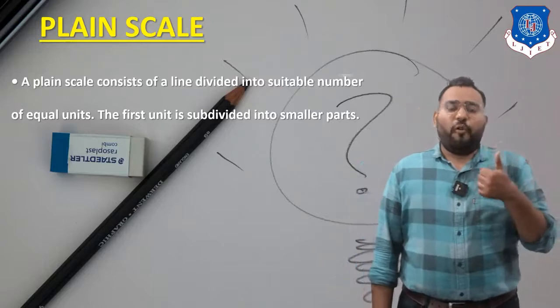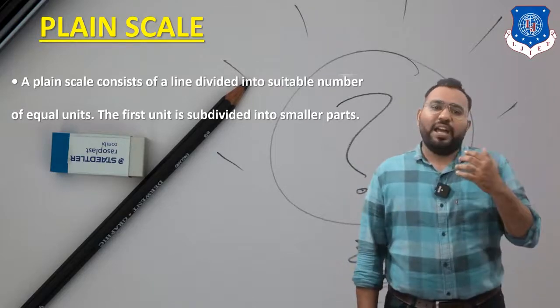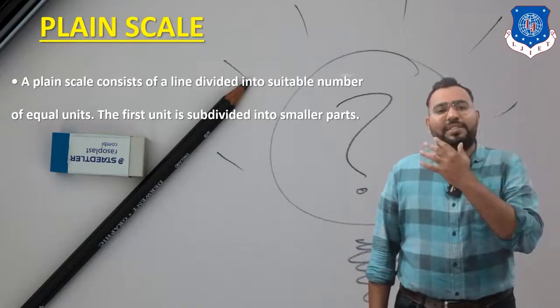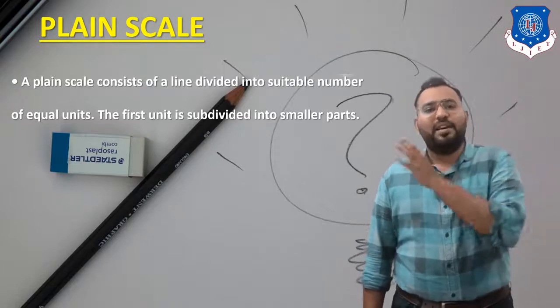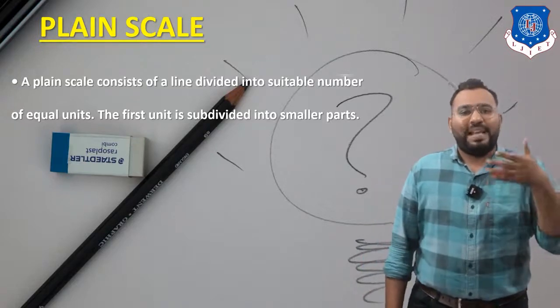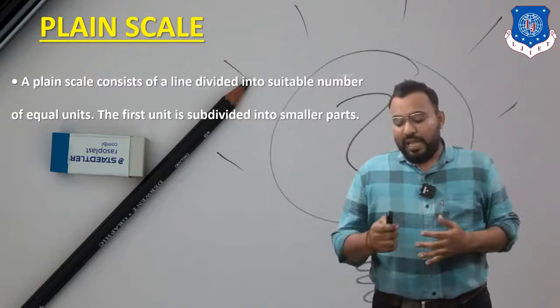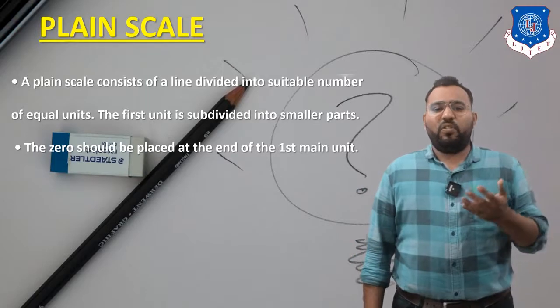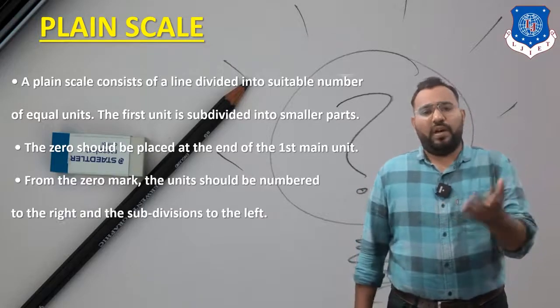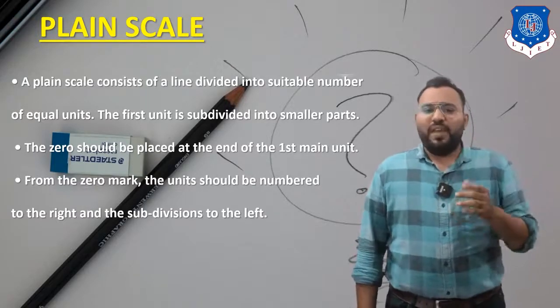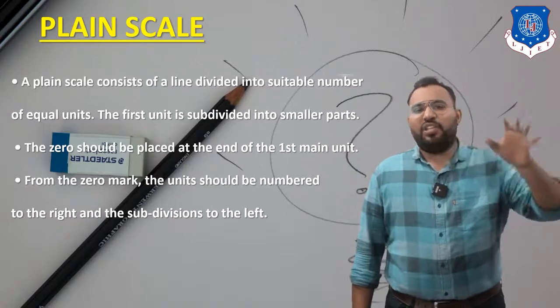In the same way, for 1 meter equals 10 decimeter, meter is the main unit and decimeter, which is the 10th part of a meter, is the subunit. So now you will get to know that the plane scale is used to show a main unit and a subunit. There are many more things on this slide, but I am not going through them because it is very cumbersome and very theoretical.